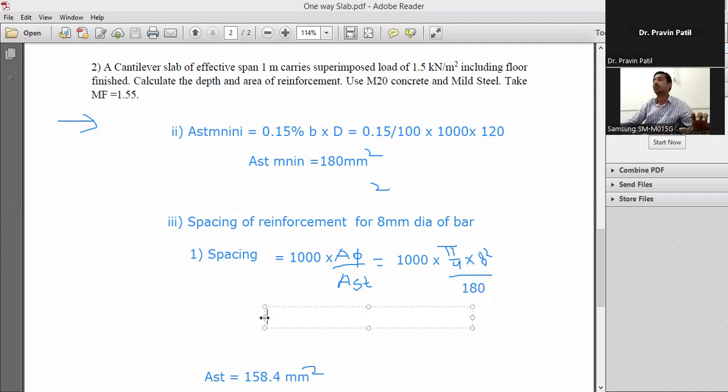This one is spacing 1. 1000 into pi by 4 into 8 square divided by 180. It will be 279.25 mm. So rounding the figure, we take 270 mm center to center.